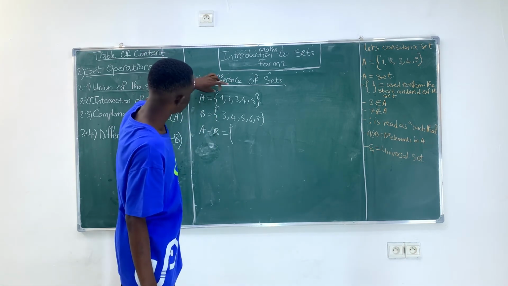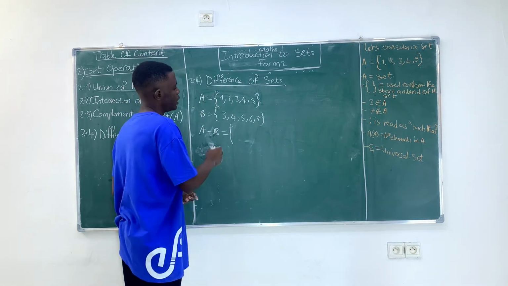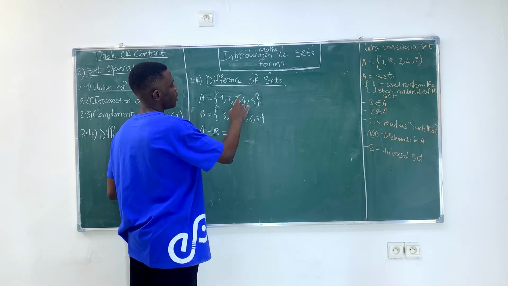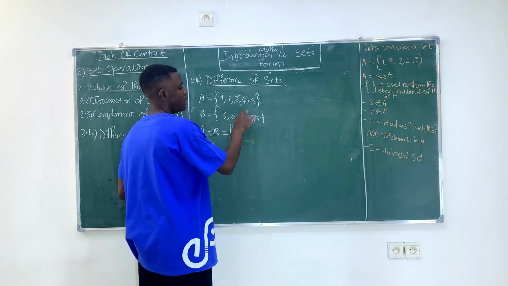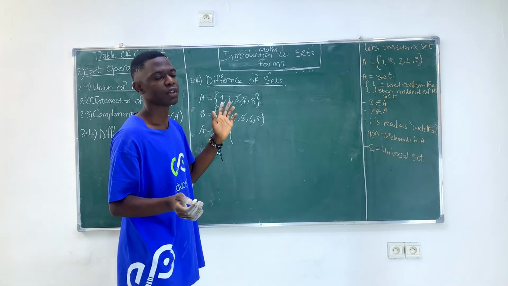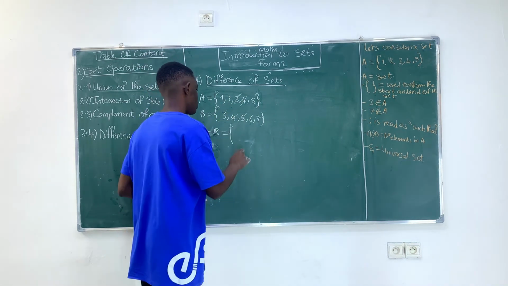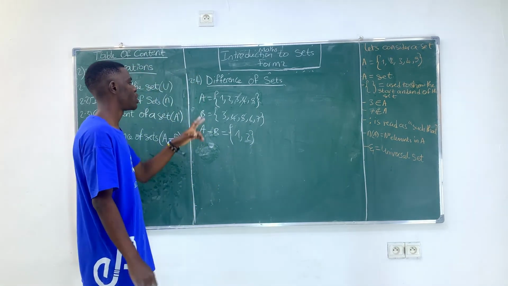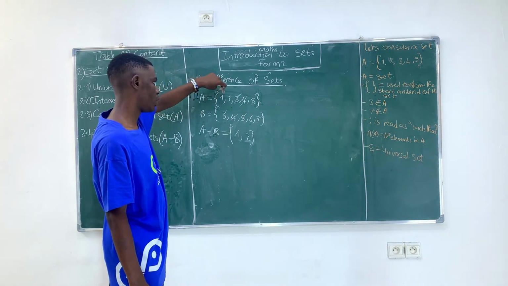In A, you remove the values of B from it. Is 1 in B? No. Okay, let's check B. B has 3, so we are going to remove 3 from here. B has 4, we're going to remove 4 from here. B has 5, we're going to remove 5 from here. B has 6, there's no 6 here, so don't remove it. B has 7, there's no 7 here, so don't remove it. What is left? You have 1 and 2. So A minus B is 1 and 2. You just remove every value of B from it. What are you left with in A? 1 and 2.